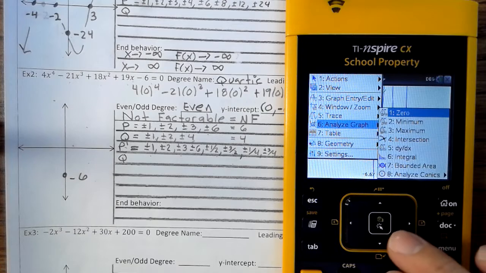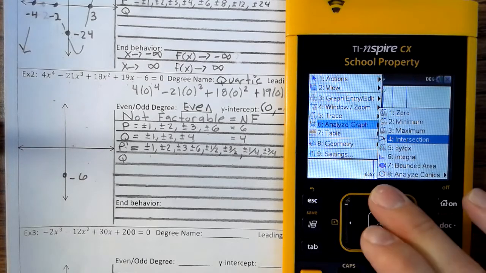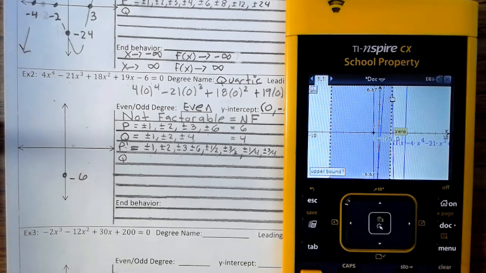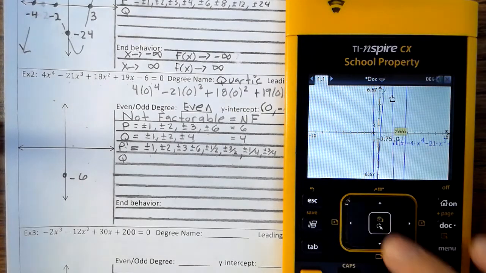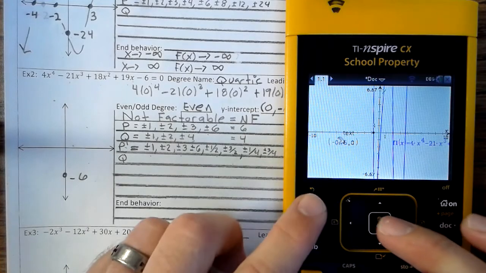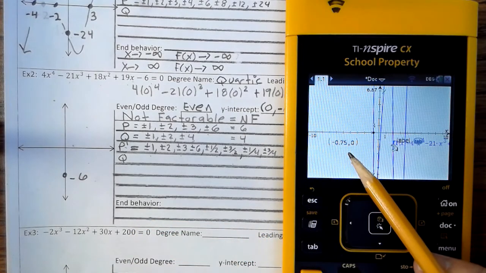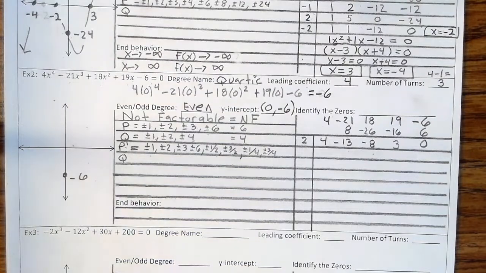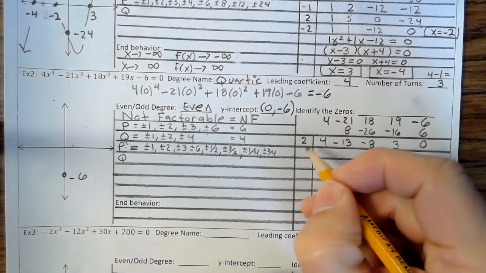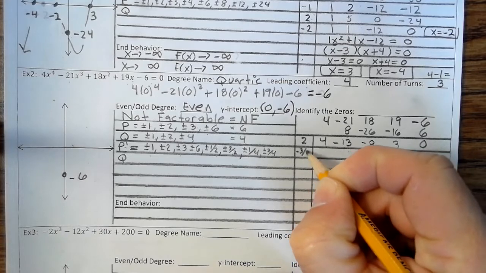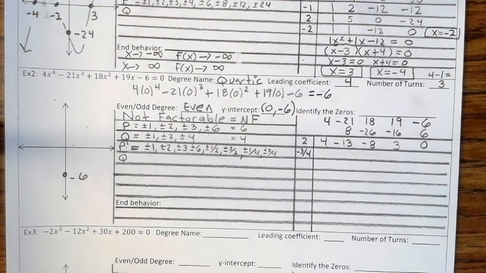Okay, so we're going to go to Analyze Graph. We want the 0, click, and drag, and you can see that, control click, this right here is negative 0.75, which we know is negative 3/4. So that's going to be our next choice. So negative 3/4.